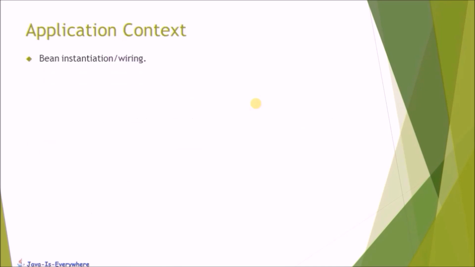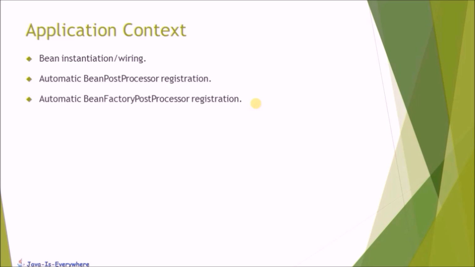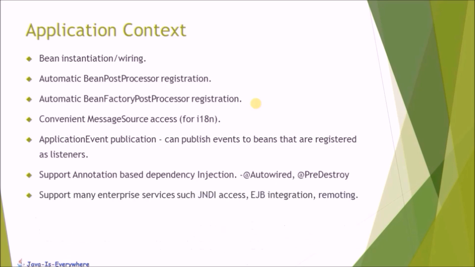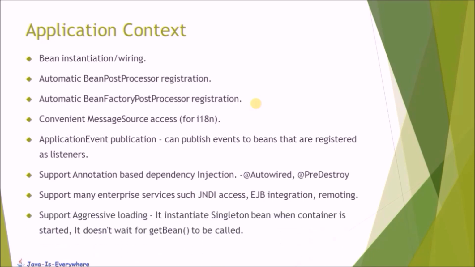ApplicationContext: bean instantiation or wiring. Automatic bean post-processor registration. Automatic BeanFactory post-processor registration. Convenient message source access. Application event publication: it can publish events to beans that are registered as listeners. Supports annotation-based dependency injection: @Autowired, @PreDestroy. Supports many enterprise services such as JNDI access, EJB integration, remoting. Supports aggressive loading. It instantiates singleton beans when the container is started. It does not wait for getBean to be called.